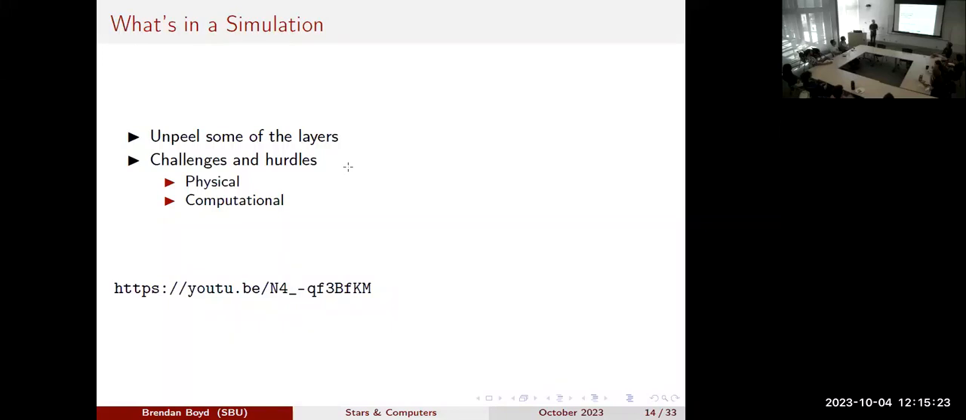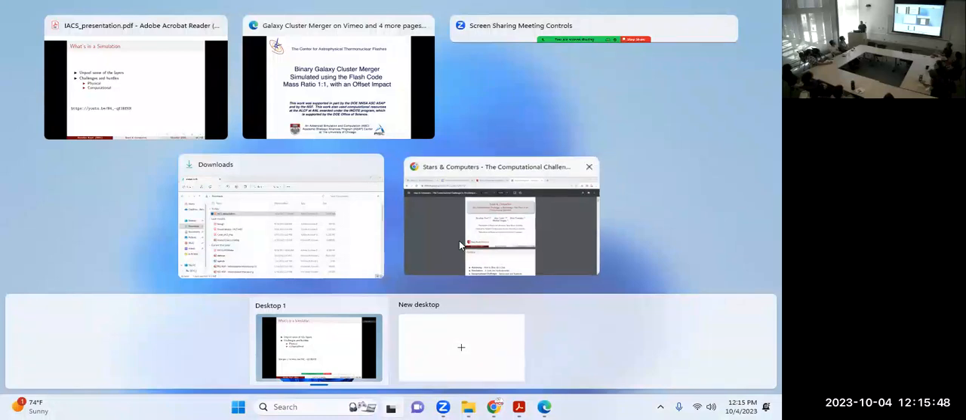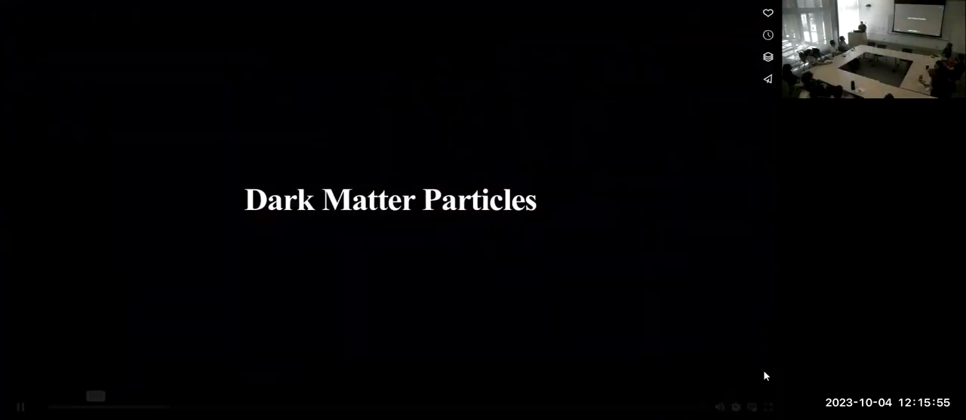So to go into more detail, I want to unpeel some of the layers that go into all these fancy simulations, these fluid simulations, look at the challenges, both physical and computational, and maybe even look at some of the mistakes I made early on, some of the simulations I tried to run. But to start off, I'll actually just show you the simulation, because that's the best part of all these talks. There we go.